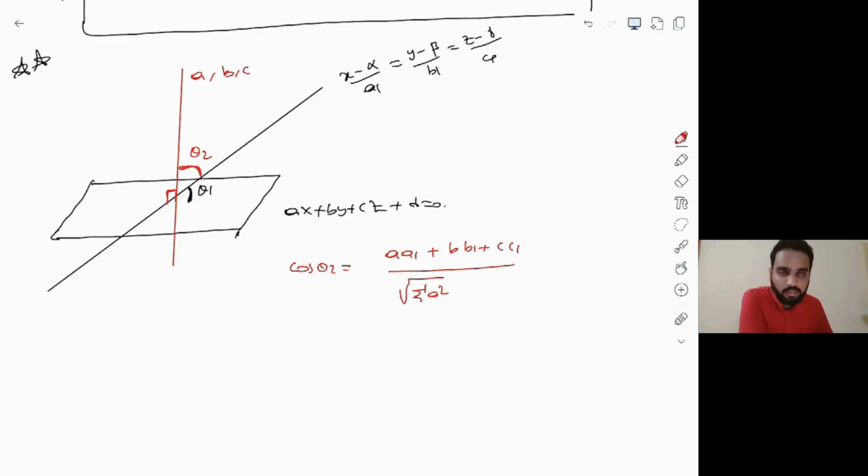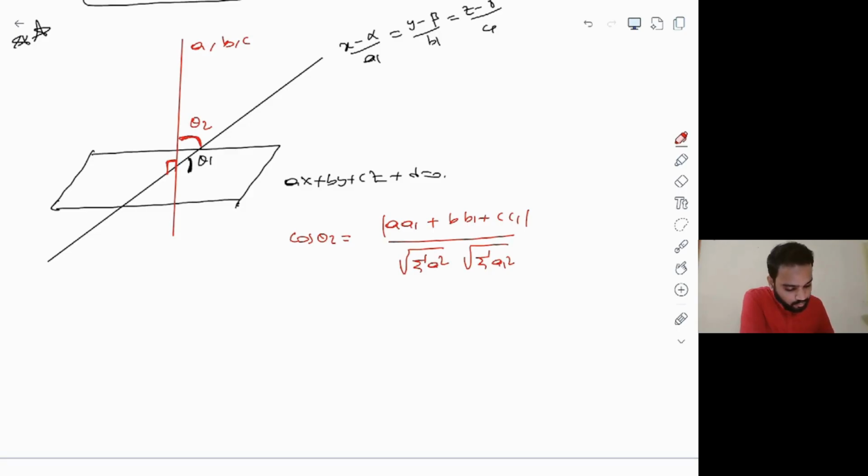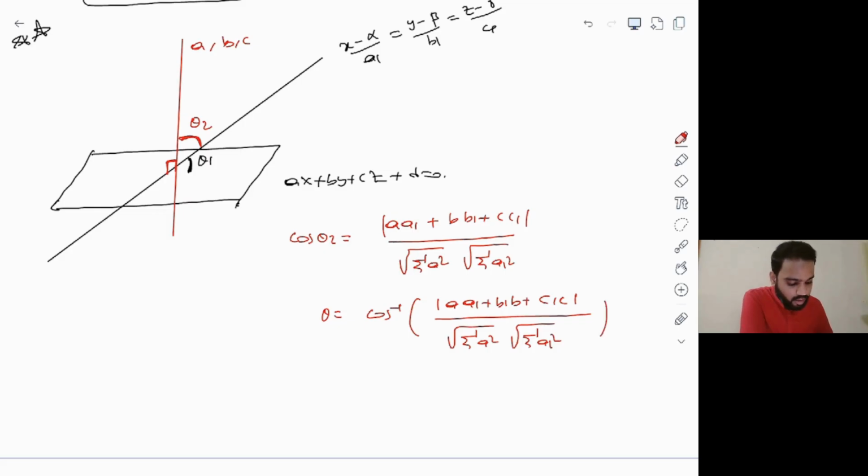Let me write down directly what sigma A square means here: A square plus B square plus C square. Similarly, square root of sigma A1 square, which means A1 square plus B1 square plus C1 square. So we have cos theta 2. Now I can write theta 2 as cos inverse of A A1 plus B B1 plus C C1 whole divided by square root of sigma A square multiplied by square root of sigma A1 square. And this is not the required angle actually, because our required angle is theta 1.